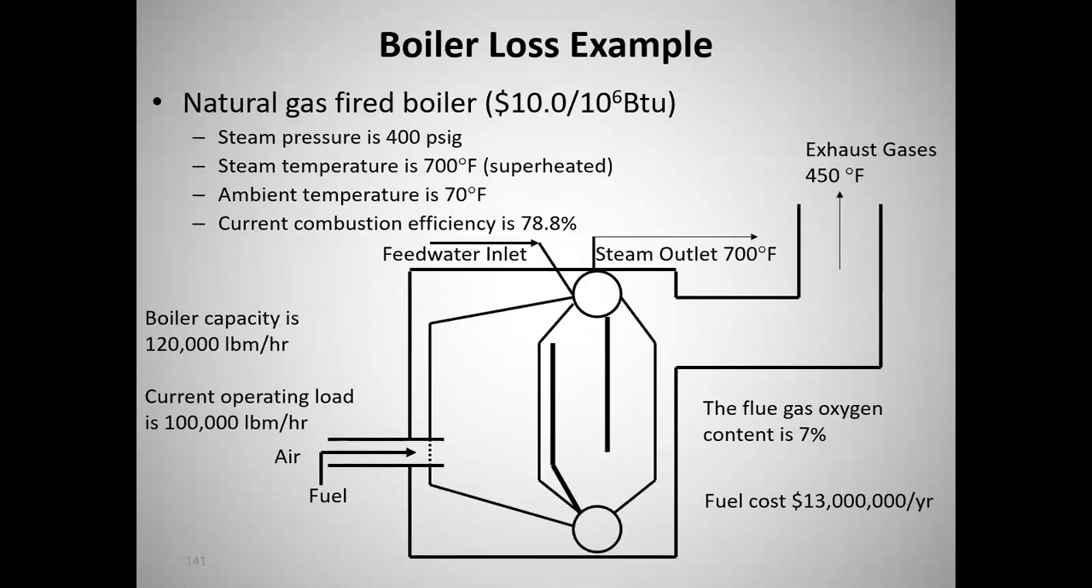Let's look at an example here. Boiler loss example, natural gas. This is our example boiler. $10 per million fuel, 400 PSIG, 700 degree F superheated steam leaving, ambient temperature 70. Current combustion efficiency 78.8. We're making 100,000 pounds of steam an hour. Capacity is 120. We've got flue gas oxygen at 7%, exhaust gas at 450, and it was costing $13 million a year to operate this puppy.